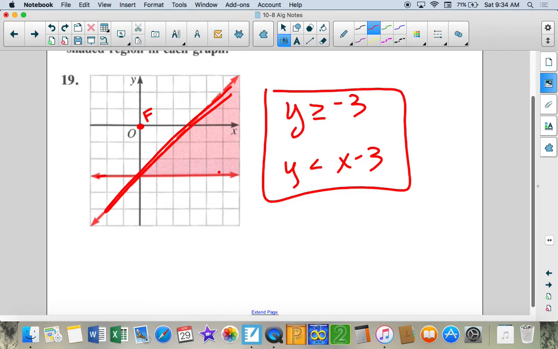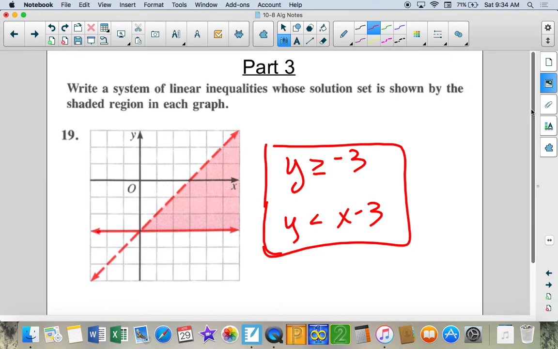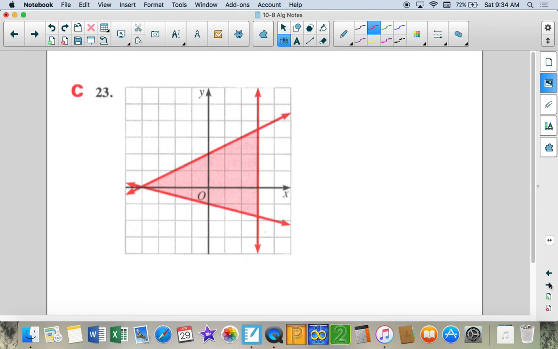The other way is I could look at this equation, I can find a true point, which would be 4, -2, and I could plug it back into there and make it a true statement. So there's two ways of doing that. I kind of like using 0, 0 all the time. So if we have to write an equation for this graph, it would be y is greater than or equal to -3, and y is less than x minus 3. Really good question.